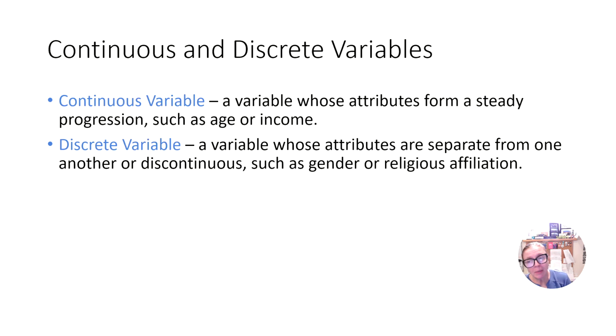Now, variables can be continuous or discrete. A continuous variable forms a steady progression. Something like age or income can range from 0 to whatever, right? That doesn't mean you have to have a 0. It just means like age, if I've measured age in years, that's a continuous variable. A discrete variable means the attributes are separate from one another. They're not continuous, so something like gender or religious affiliation.